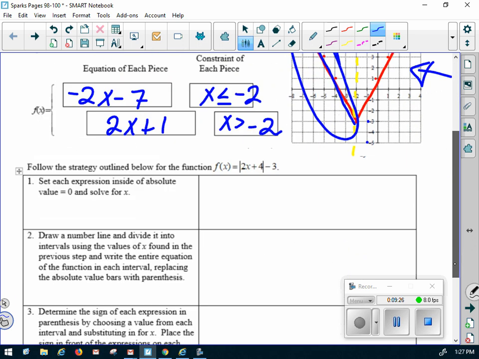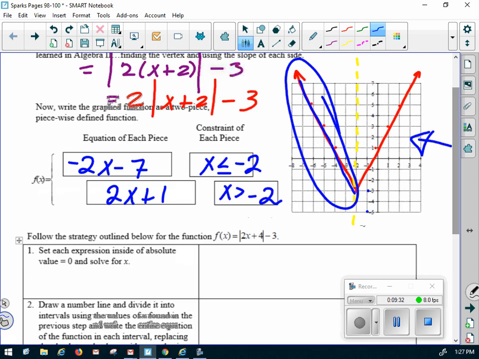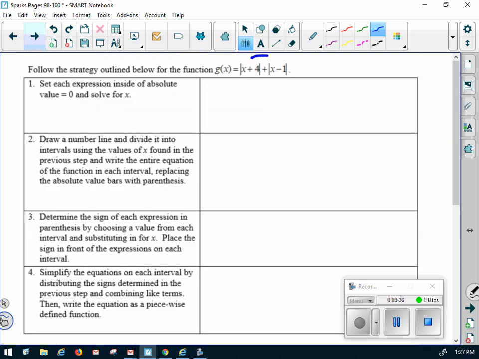Now, the author has given you these steps. And you're like, well, why do I need steps? I already know how to do it. You do know how to do it on this problem. You don't know how to do it on this one. So we're going to learn the steps on an easy problem so that when you get to that, you'll know what to do. Okay?